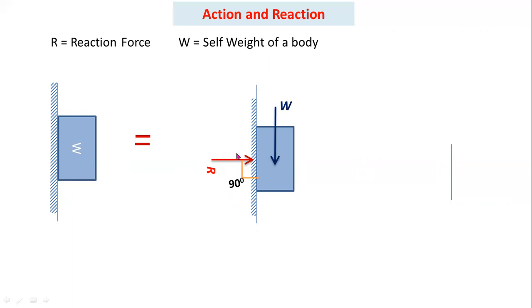Now you have to convert these two forces into a free body diagram. This one is a horizontal reference line, this one is a vertical reference line. Now you have to consider the self-weight on the vertical reference line, and you have to draw the reaction force on the horizontal reference line. This is the free body diagram for this problem. Always remember, reaction force always makes an angle of 90 degrees with respect to the support. Here the support is vertical, so you have to consider a horizontal reaction.